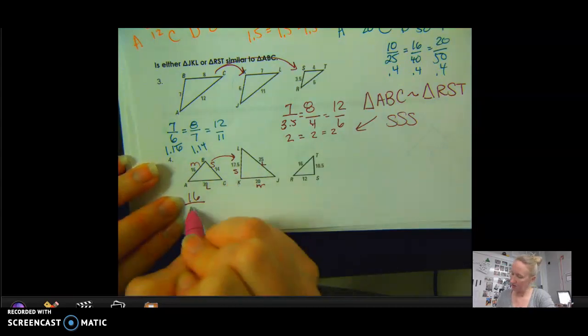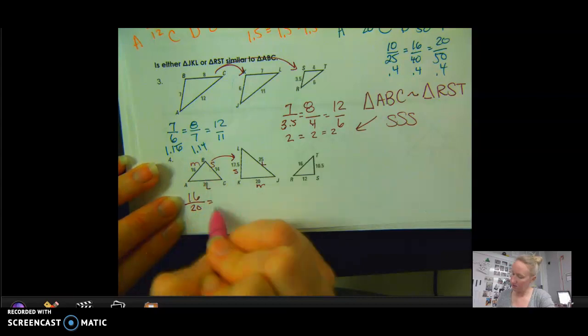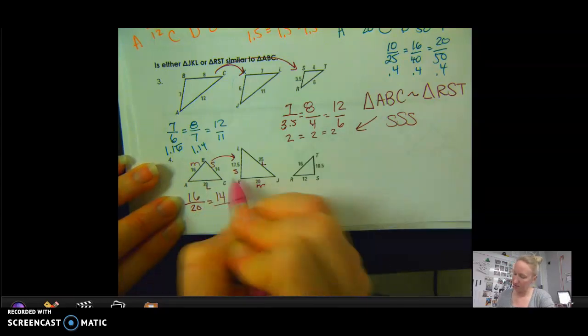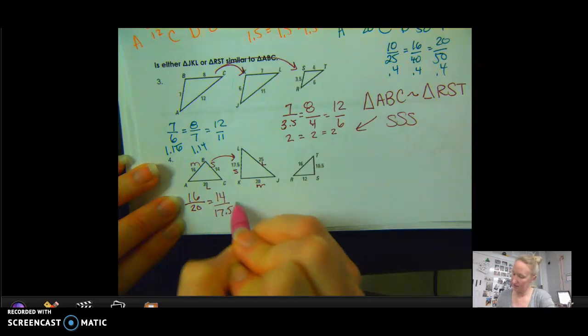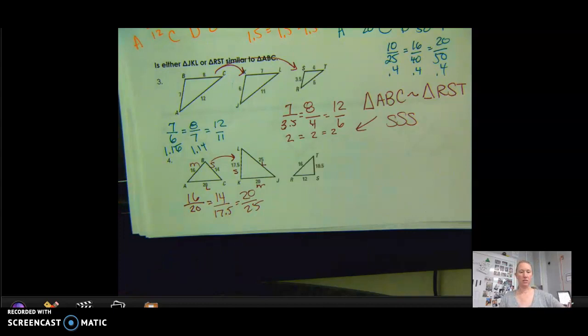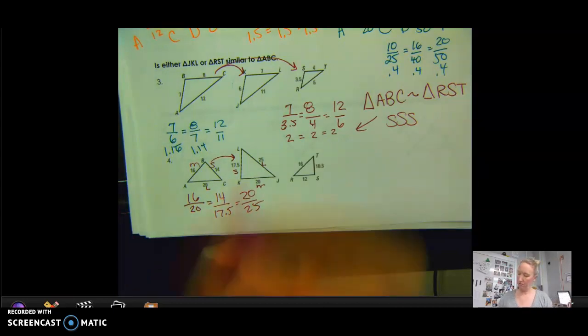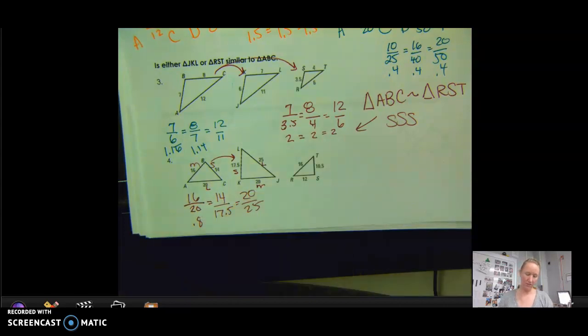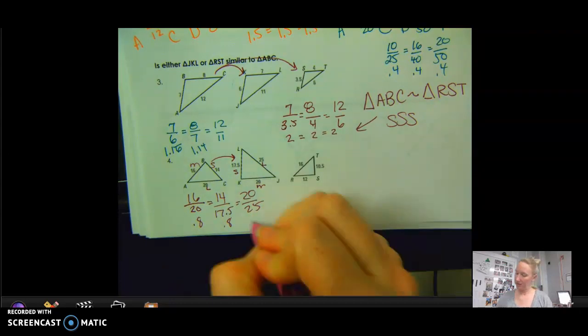It would have to go over my medium side, that one. Let's do my small next. So that's 14 over my small over here is 17.5, which should equal my large over my large. So 16 divided by 20, 0.8. 14 divided by 17.5, 0.8. 20 divided by 25, 0.8.